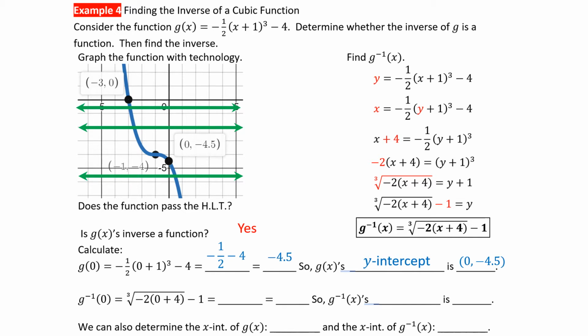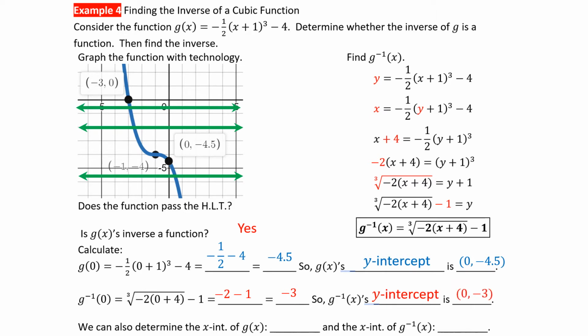Now that we have that inverse function, let's go ahead and plug in 0 for x, and you can see down at the bottom here, if we have 0 plus 4 times negative 2, that's going to give us negative 8, and the cube root of negative 8 is negative 2. We still have the negative 1 on the outside, so when we subtract, we get negative 3. That means that when we plug in 0 for x, we come out with negative 3.